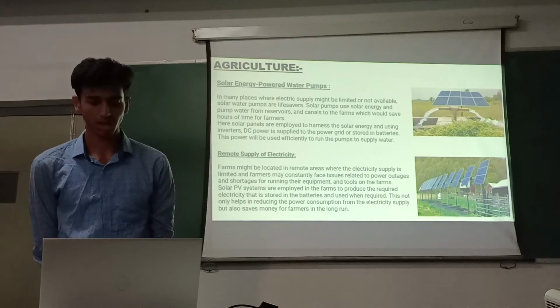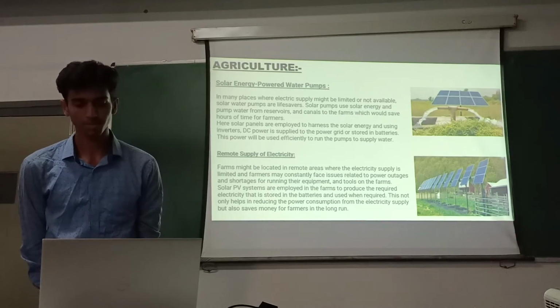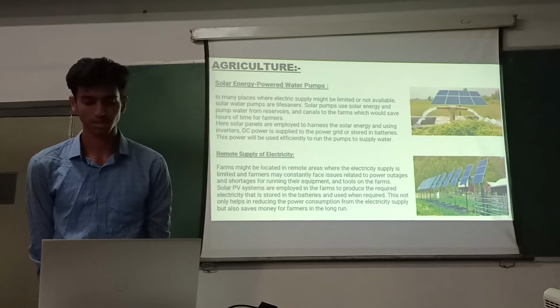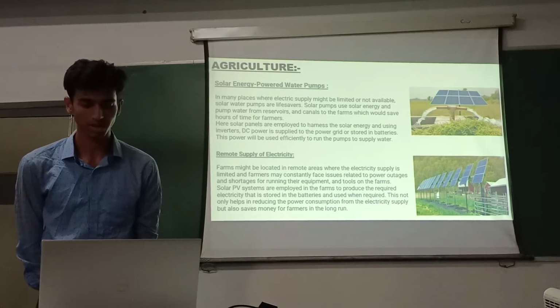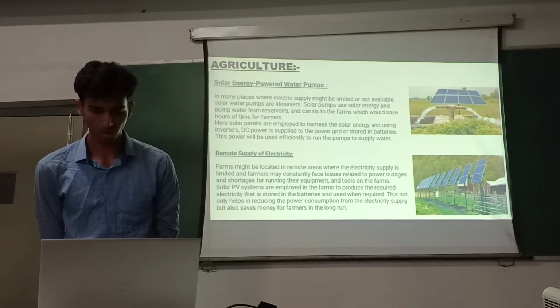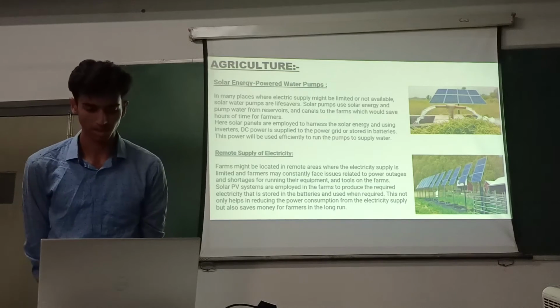And panels to pumps, which would save hours of time for farmers. Here, solar panels are employed to harness the solar energy, and using inverters, DC power is supplied to the power grid or stored in batteries. This power will be used efficiently to run the pumps to supply the water.